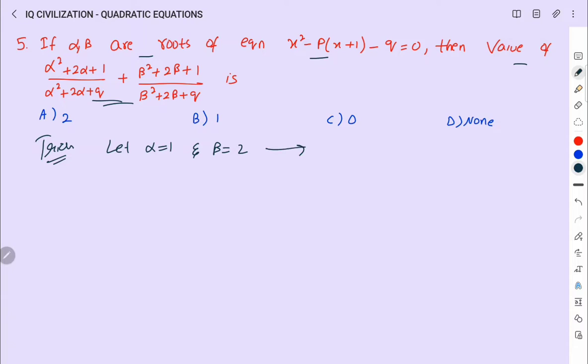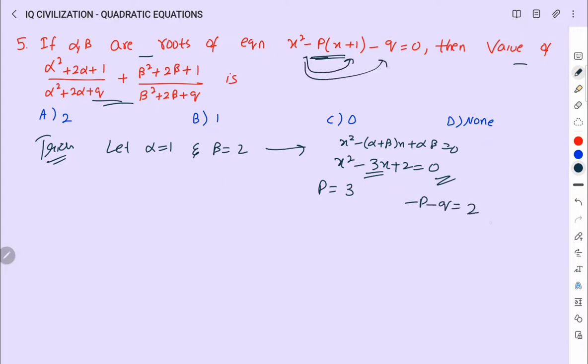So from the previous model, x square minus (alpha plus beta) into x plus alpha beta equals 0. From this I can get my equation: x square minus 3x plus 2 equals 0. So here the p value is 3, I'm just comparing this one with this. And minus p minus q value is 2. If I substitute the 3 here, minus 3 minus q equals 2, q is equal to minus 5. Okay, p value, q value.